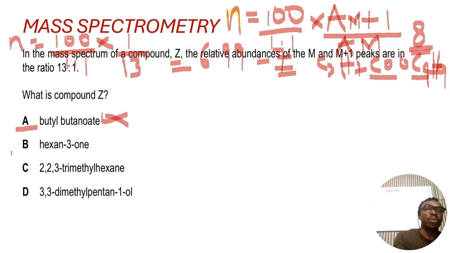Now let's go to B, which is hexanone. From hexanone, we have 6 carbon atoms here. So B is not the answer. Hexanone is not the answer.